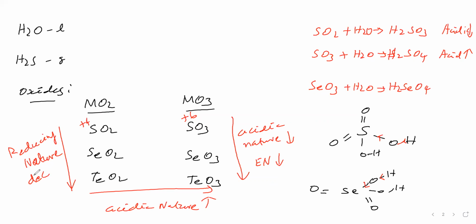SO2 has a higher reducing nature tendency, while TeO2 has a lower reducing nature tendency because of the inert pair effect. Down the group, the inert pair effect tendency increases. Therefore, reducing nature decreases, we can say. Okay, let us go to the next one.